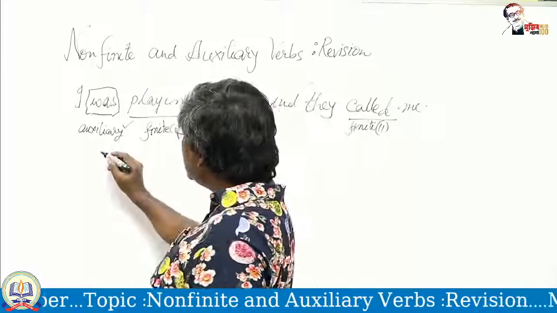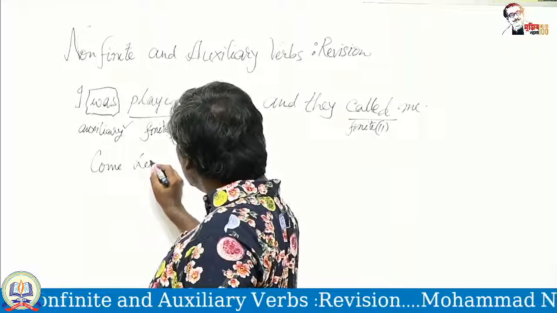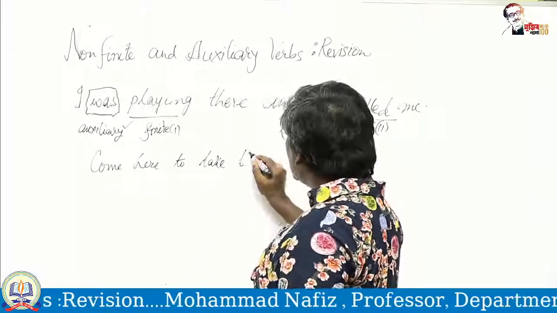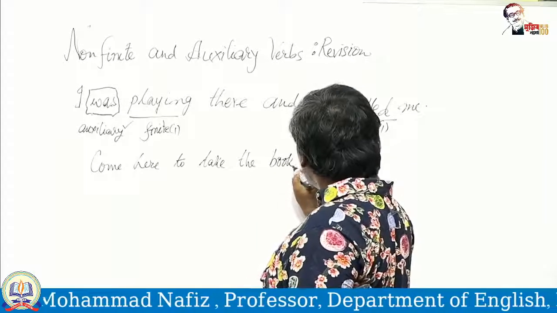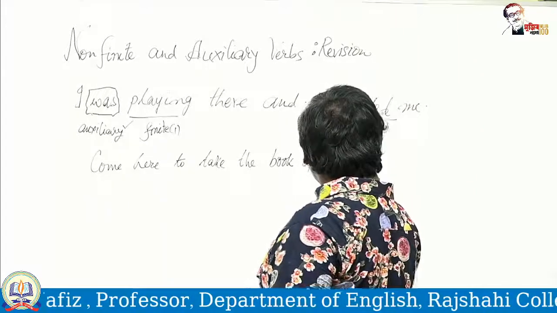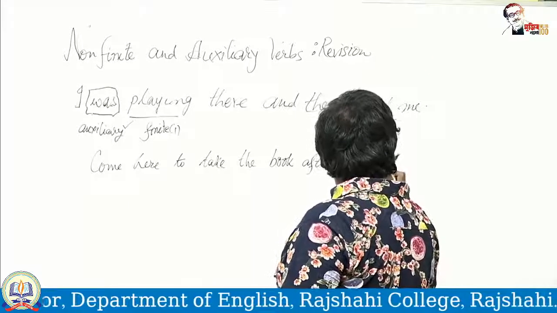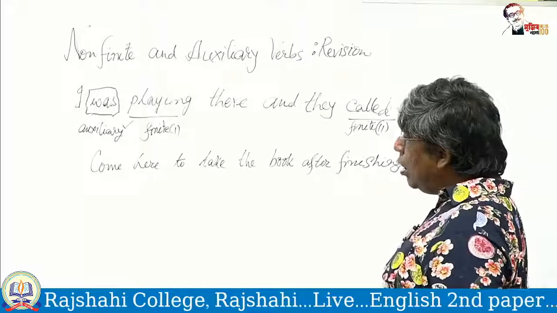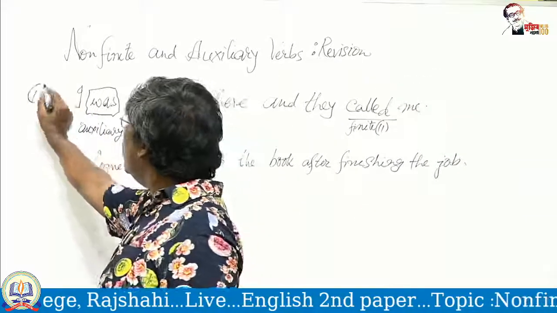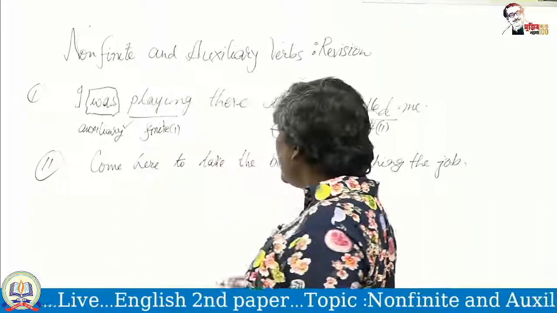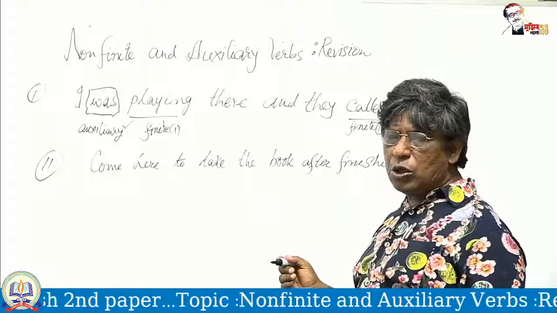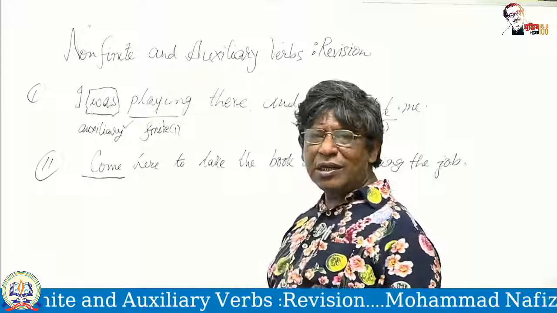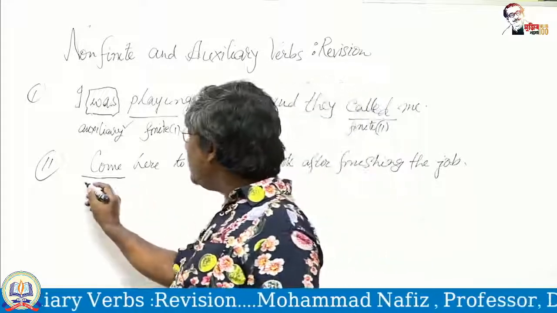Look at another sentence. Sentence number 2: Come here to take the book after finishing the job. You see, we do not have any subject in this sentence. The sentence has started with a verb, come. That is, it is an imperative sentence. Come is the finite verb in this sentence.